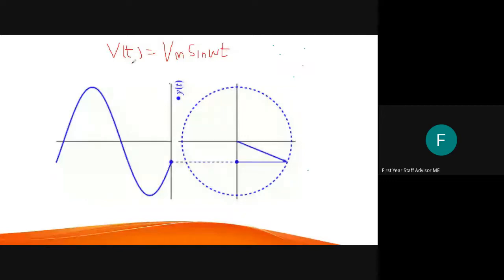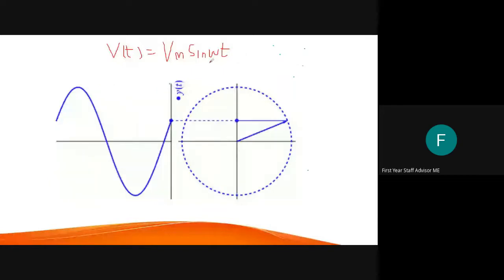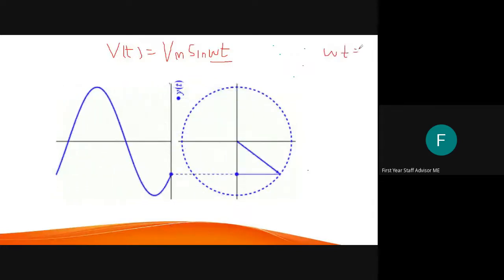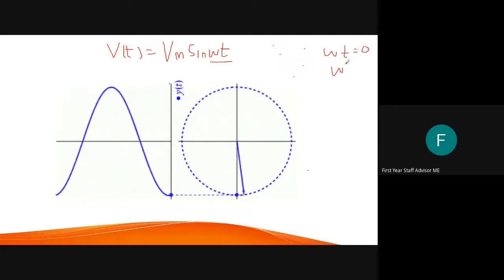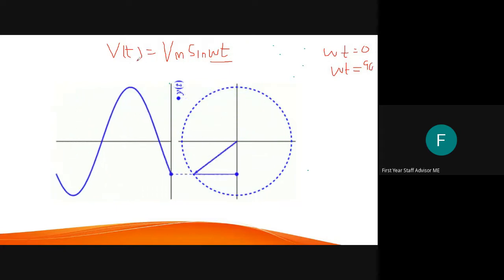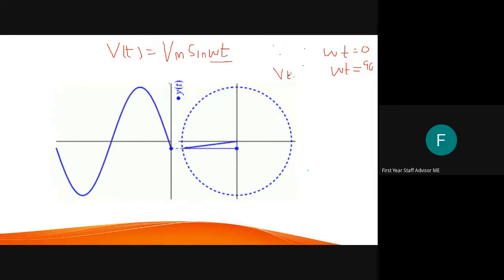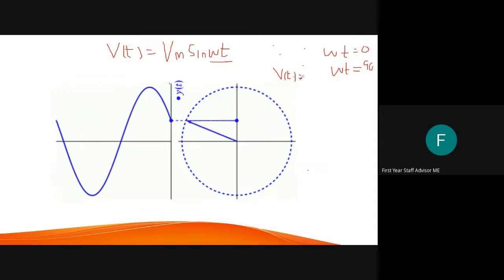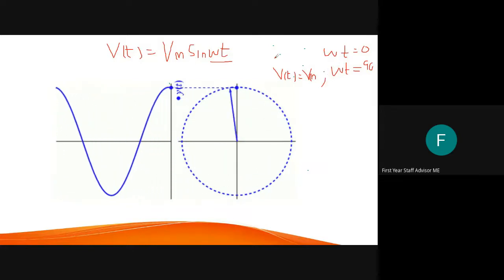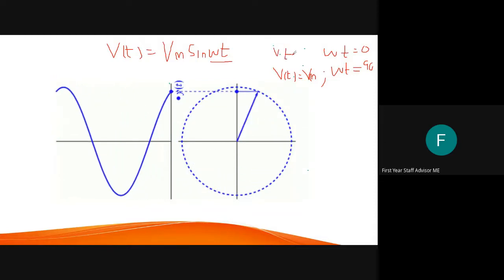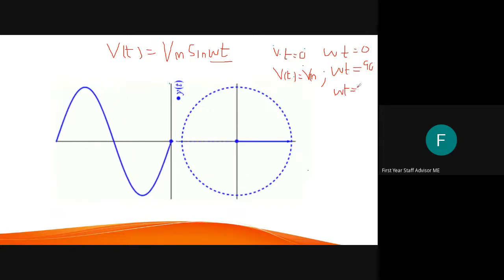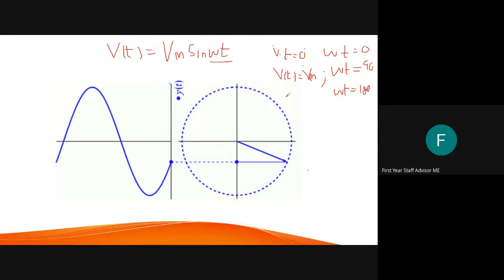So this instantaneous value depends on the value of omega t. If omega t is 0, that means sin 0, the instantaneous value is 0. If omega t is 90, sin 90 is 1, so the instantaneous value is Vm. So when omega t is 90 degrees, V of t is equal to Vm. When omega t is 0 degrees, V of t is 0. Like that, when omega t is 180 degrees, again sin 180 is 0. You will get the value from this expression itself. That is the expression of a sine wave.